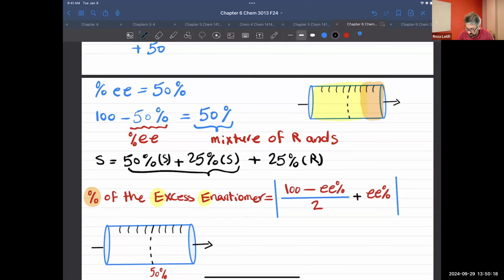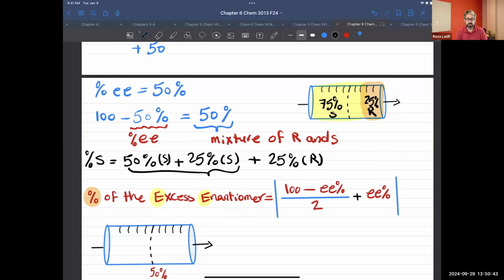So we have 75% from S and 25% from R. And that way you can actually calculate the percentage of R or S. Or you can use this formula. Do you know the enantiomeric excess? Yes, enantiomeric excess, we got it 50.